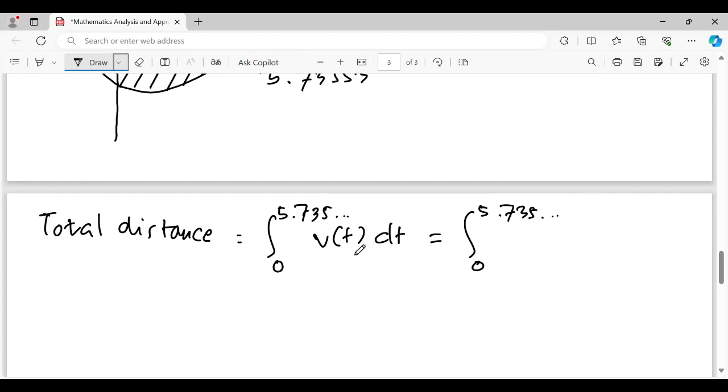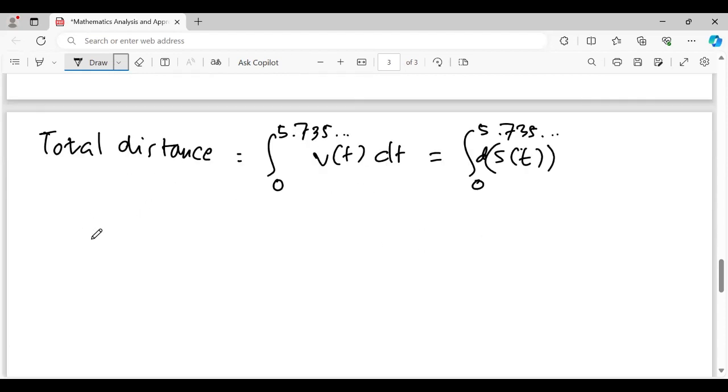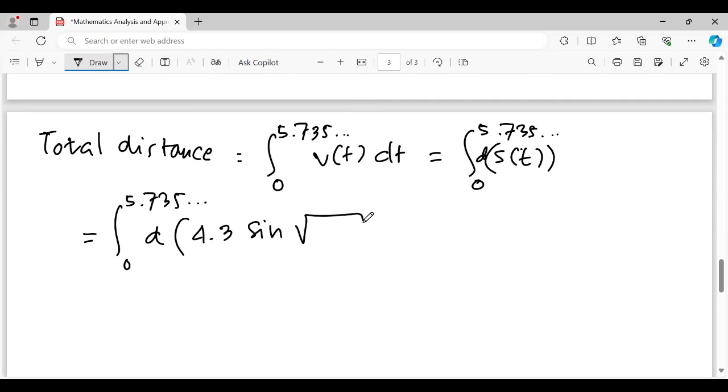Integral of velocity is st. So I'm going to write it here: the integral from 0 to 5.735 and so on of 4.3 sine square root of 3t plus 5.